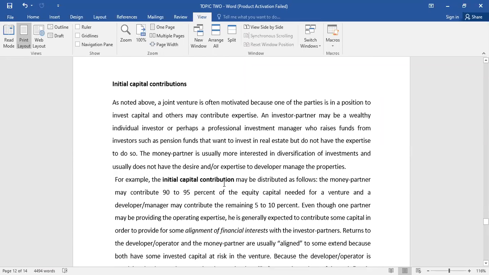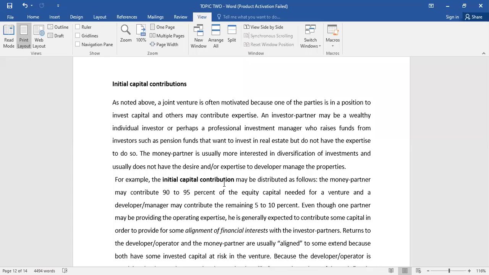As noted, a JV is often motivated because one party is in a position to invest capital, while others contribute expertise. So the investor partner may be a wealthy individual, but not a professional in the area. So the money partner is usually more interested in diversification and usually does not have the desire or the expertise. So I brought my money. I want my money to work for me. I don't care what the professional will do, as long as we are able to get the attractive IRR.